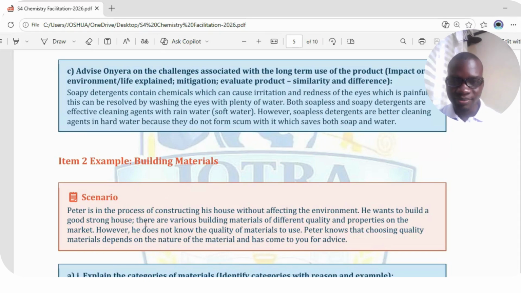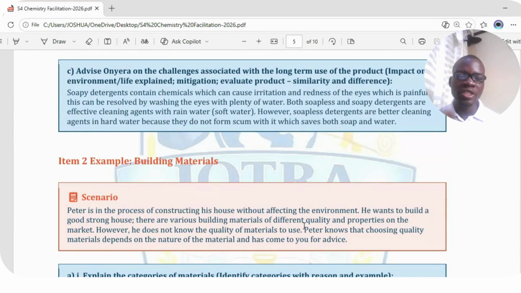The scenario: Peter is in the process of constructing his house without affecting the environment. He wants to build a good strong house. There are various building materials of different quality and properties on the market. However, he does not know the quality of materials to use. Peter knows that choosing quality materials depends on the nature of the material and has come to you for advice. So, how are you going to handle this question?